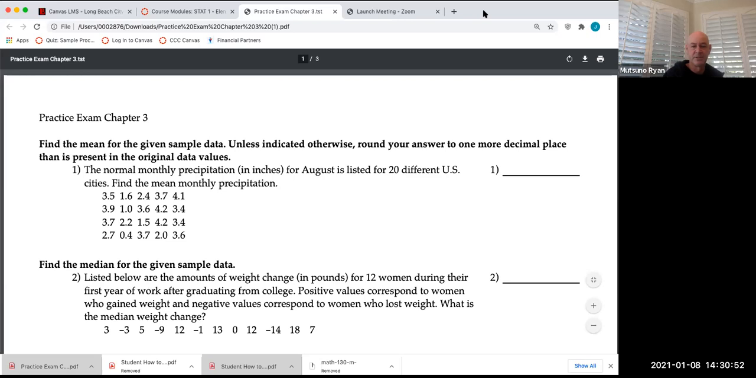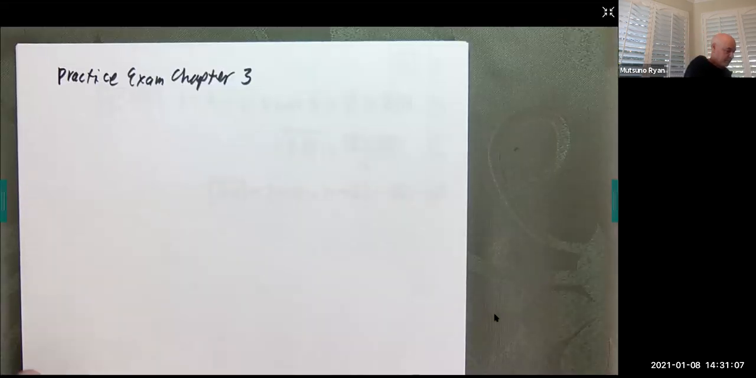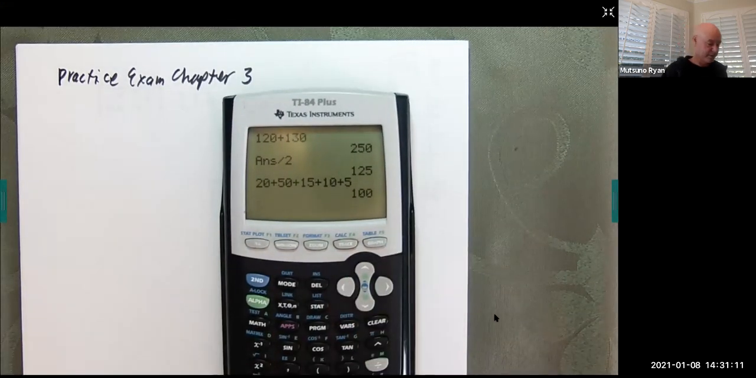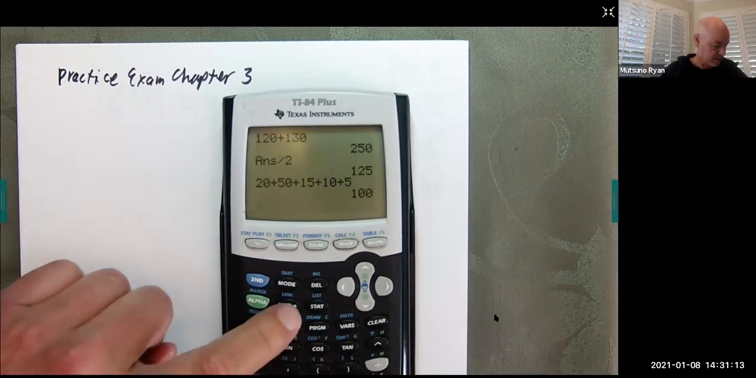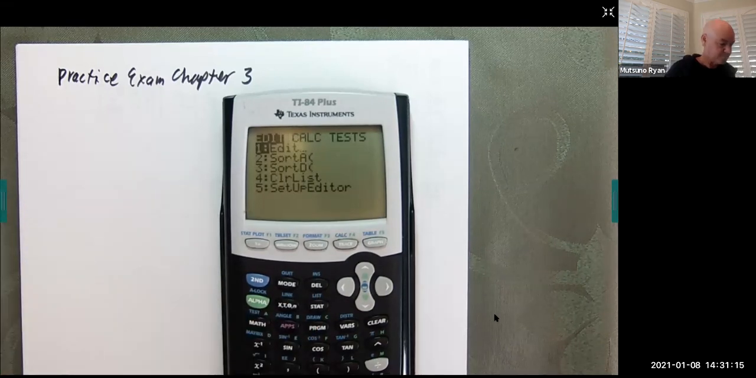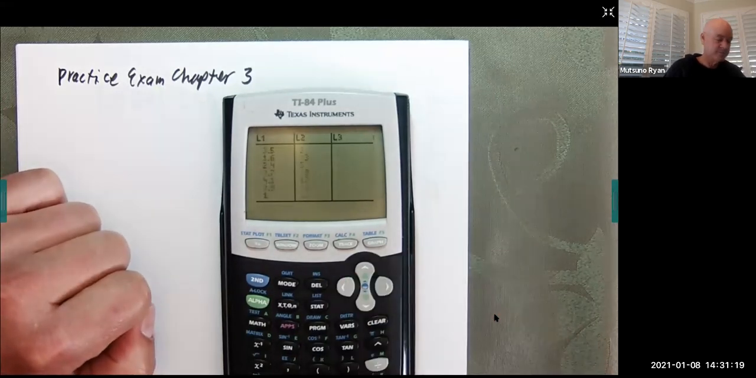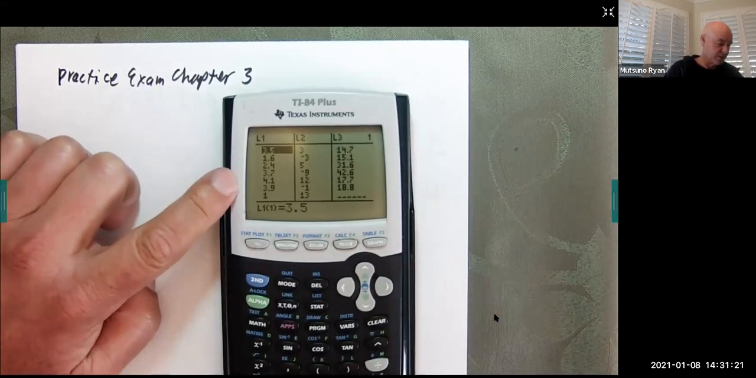We have some precipitation in August for 20 different US cities, and they want to find the mean monthly precipitation. What you would normally do is take a few minutes and put all of that information into your calculator. I've already put the information into my calculator, so you don't have to watch me do that. So my list 1, this is the same numbers that you have there.